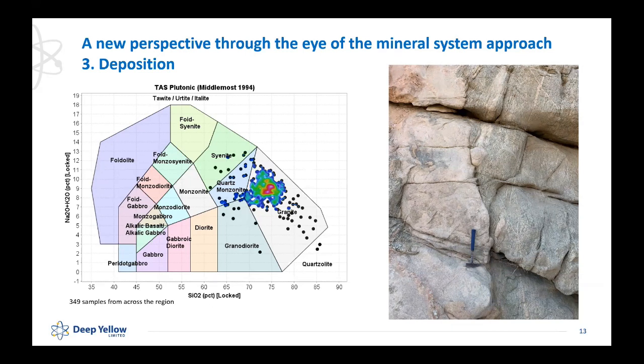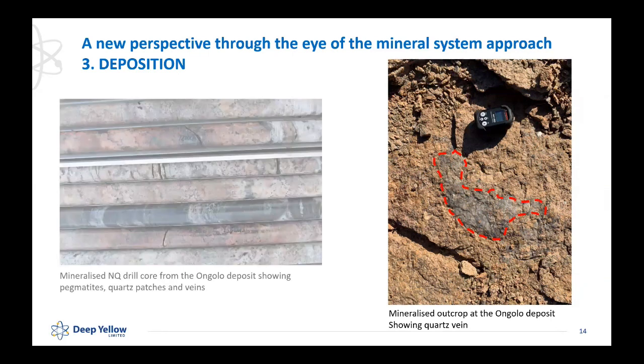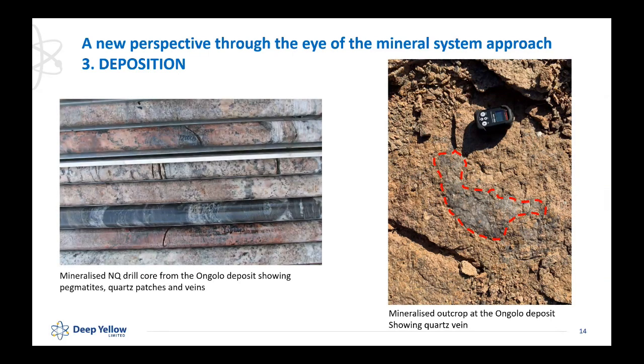The interesting thing, however, is this bit down here. We get samples with close to 90% SiO2. And when you're out in the field, this is a mineralized outcrop, and in here is sort of this, I call it a vein, or maybe someone can call it just an accumulation. That's one observation. The other one, you can see patches of pegmatites where all of a sudden your grain size is vastly bigger. And in core, it looks like that. So very heterogeneous. It's not very homogeneous.